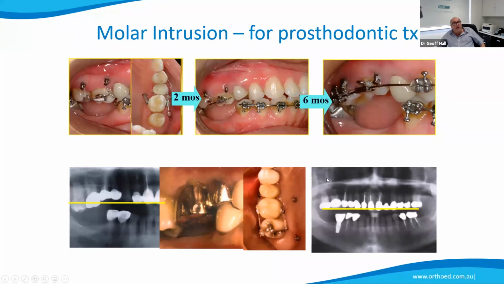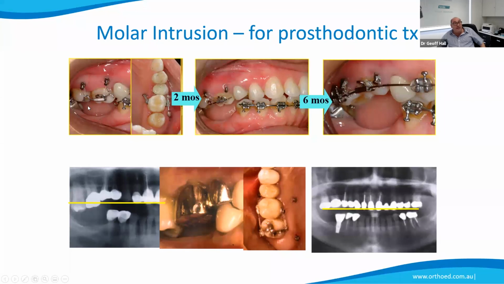Where I see micro implants really useful is in these over-erupted posterior segments, because one of the most difficult orthodontic movements that we can do is intruding posterior teeth. So we can put micro implants in, usually both buccal and palatal for biomechanical reasons, as you can see right here, and we can intrude these teeth very effectively and give you the interocclusal space to restore the lower arch.